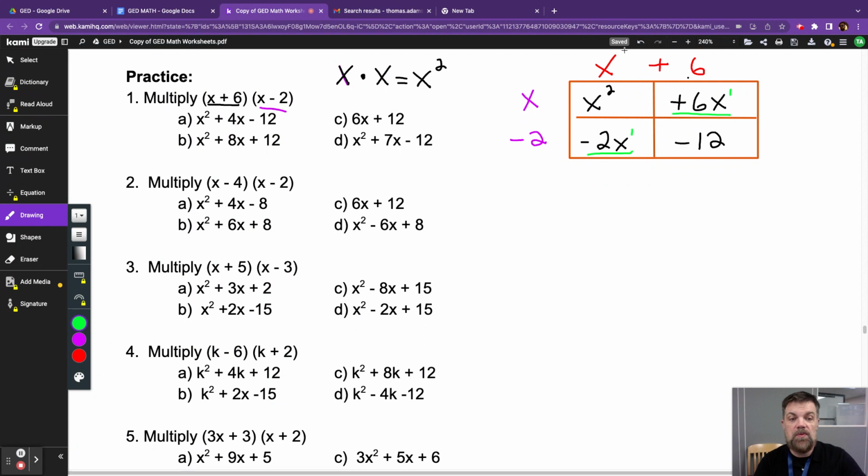Yeah. Okay. So when it comes to like terms, I can only add something that has an X to something else that has an X. I can only combine those. These are not the same as this one, and it's not the same as this one. They're completely different. And this doesn't have any X's, so those are the only two like terms on the screen. So what's 6X minus 2X? 4X. Yep. So what we're looking for is X squared plus 4X minus 12. That's A.